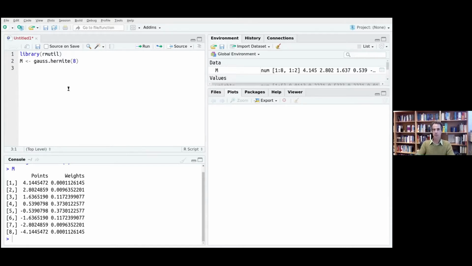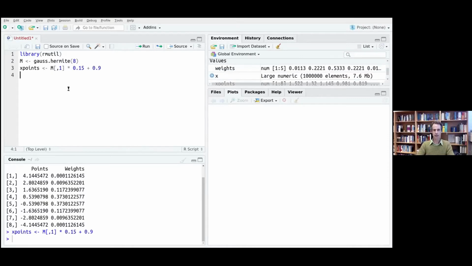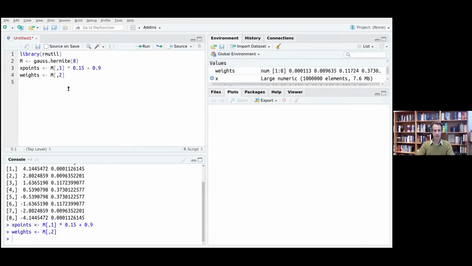Then we rescale and shift the first column, which are the points. Let's call them the x points. That's the first column multiplied by the standard deviation, which in the exercise is 0.15, plus the mean. This is just a linear transformation of a normal distribution: rescaling by the standard deviation and then shifting by the mean. These are the points where we want to evaluate the function over which we take the expectation. And the corresponding weights are simply the second column of this matrix.